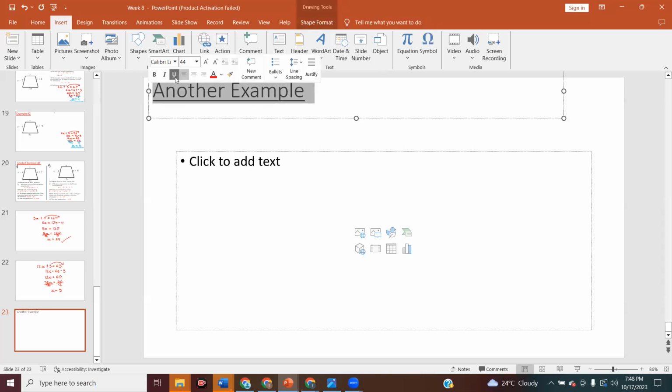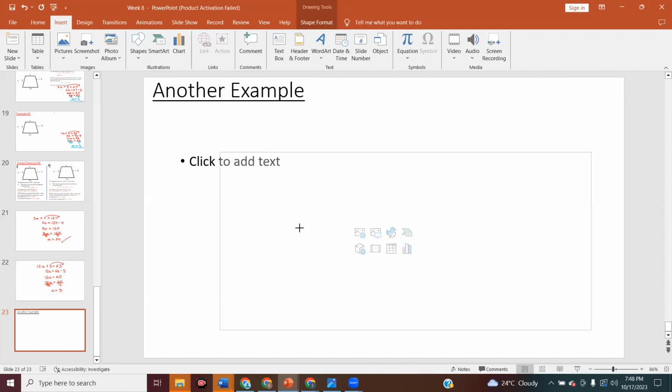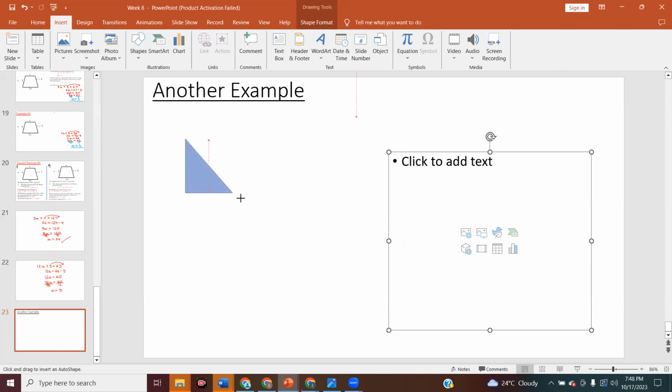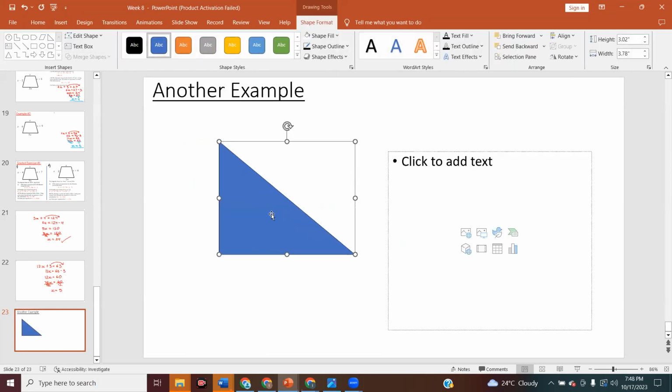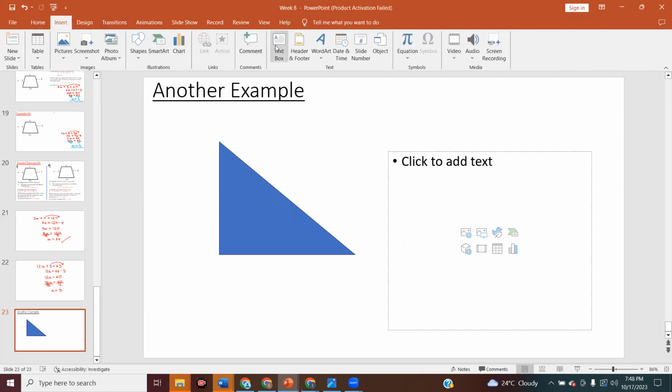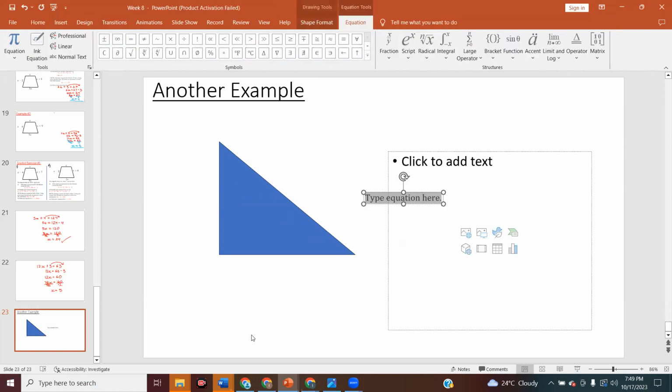So say for instance, we have this shape. And what type of shape is this? Right angle triangle. Someone said it. Very good. So for those who did the aptitude test and didn't know what a right angle triangle is, this is a right angle triangle. So let's say that this is 9x centimeters.